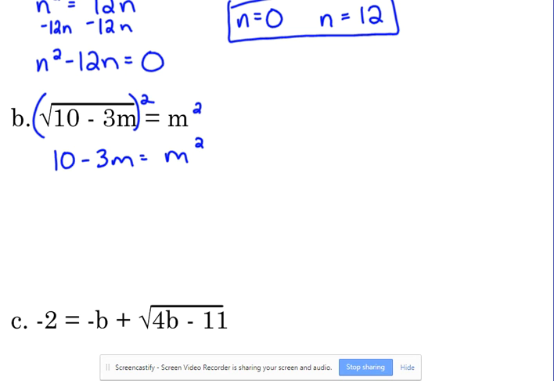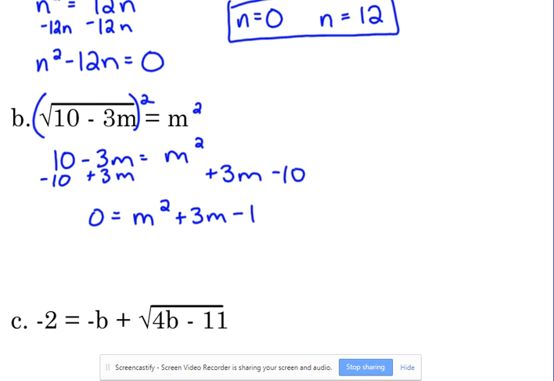Again, this is a quadratic equation, so it must be equal to 0 in order to solve. So we need to add 3m to both sides and subtract the 10. So we get 0 is equal to m squared plus 3m minus 10. It's very important that you're careful with your signs, because y'all know anytime factoring is involved, if one of your signs is wrong, it can throw off your entire answer.